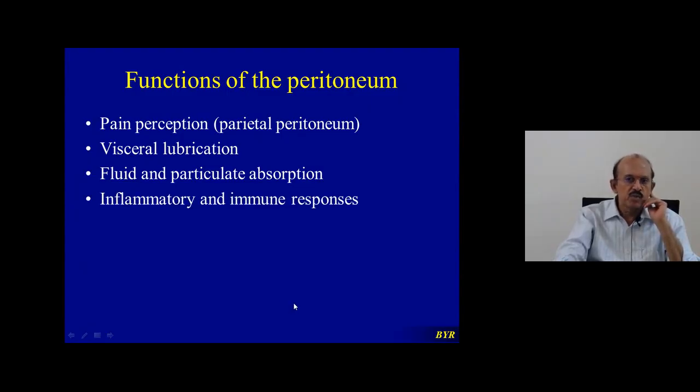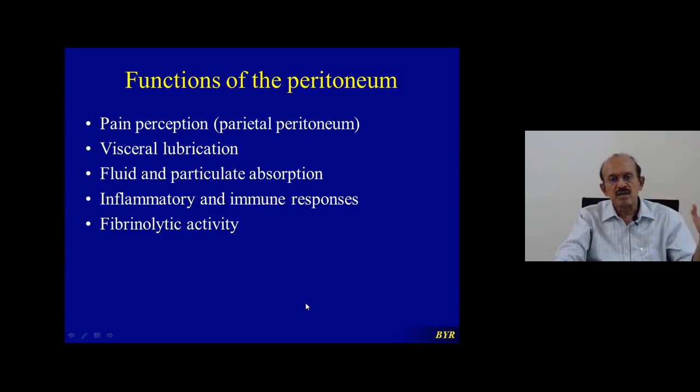Inflammatory and immune responses. It has a lot of immune antibodies. So if any infection occurs, these immune and inflammatory responses will try to contain the infection. It has a fibrinolytic activity. If any bleeding is there, the blood clots are lysed after 3 or 4 days. That is because of the fibrinolytic activity of the peritoneal fluid.